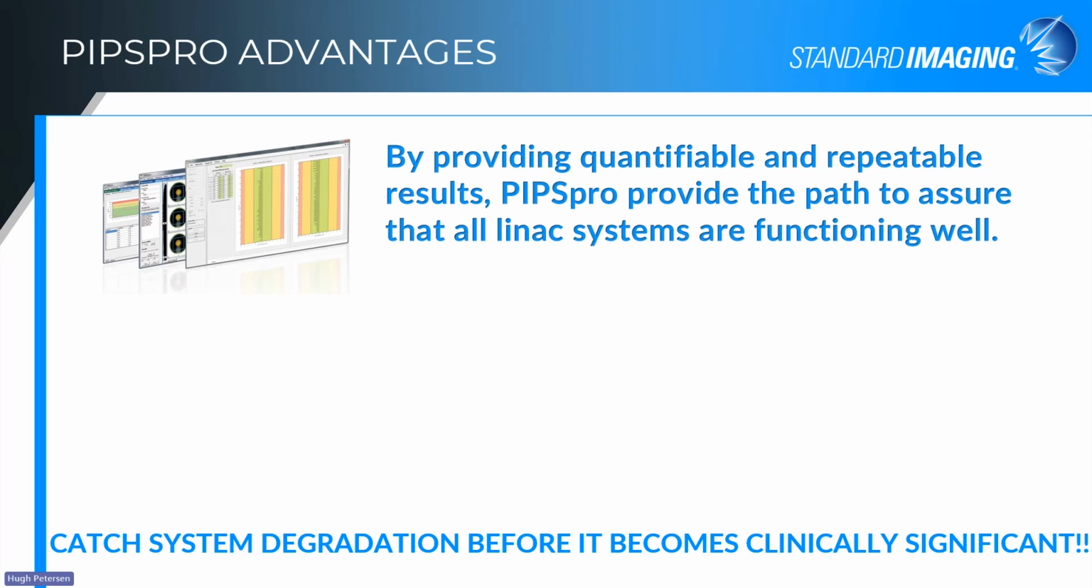But again, the PIPSpro advantages: everything is quantifiable. There's no qualitative results. Everything is calculated and analyzed quantifiably, and it gives you those repeatable results. It gives you the ability to assure that all the LINAC systems are functioning well across. So it allows you to catch those system degradations before it becomes clinically significant. It's got a centralized database that's scalable from your large facility groups to the small single LINAC, 2 LINAC individual facilities.